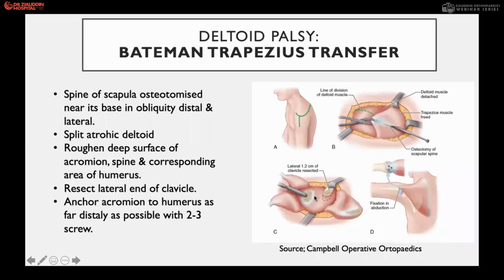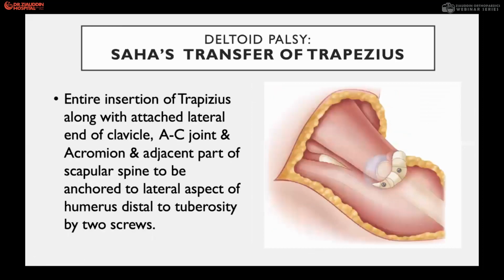a roughness on the humerus near the humeral head, near the articular surface, and fix this trapezius with two or three small screws over the shaft of the humerus above the Bateman area. This is the trapezius transfer, which is called the Bateman trapezius transfer. Very good muscle to substitute the paralyzed deltoid.